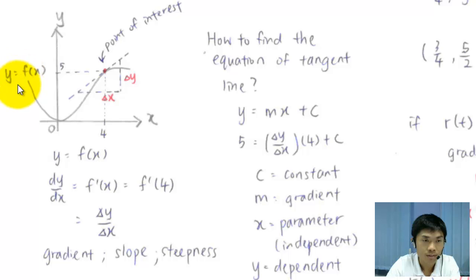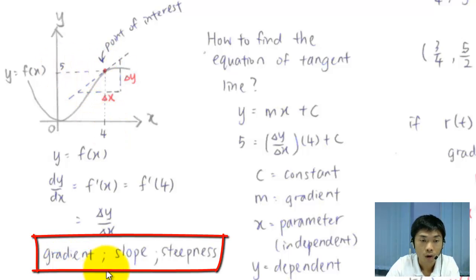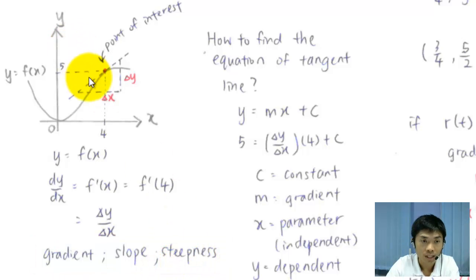Let's imagine you have been given an equation y equals f(x), and you need to find out the gradient at the point of interest of 4 and 5. So what is the gradient or the slope or the steepness of the curve at this particular point of interest? When you have been given y equals f(x), automatically the gradient at this particular point will be dy/dx, the derivative of y with respect to x, or you can write it in this form, f prime x, and at the point of interest, the gradient here will be f prime 4.